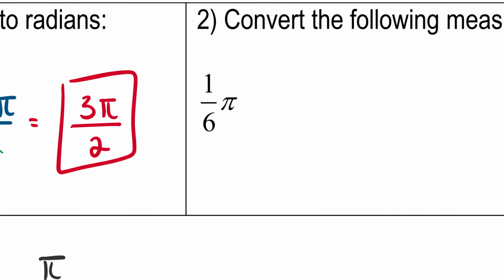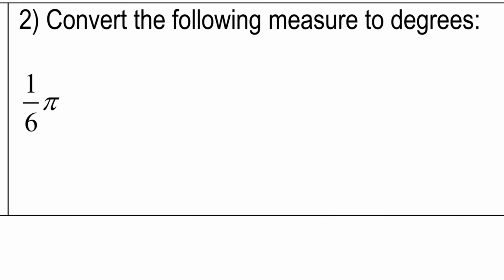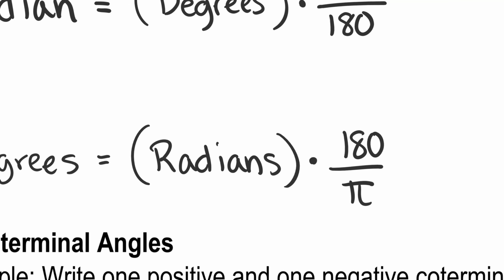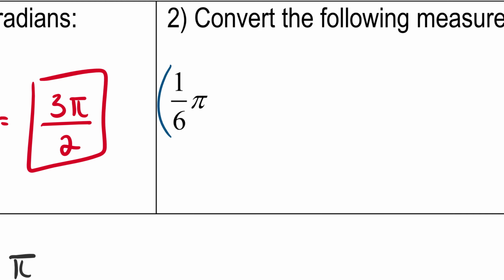Alright, number 2. Convert the following measure to degrees. So this is the radians, 1/6 pi. And we're going to use the formula that we have down there. So degrees equals radians times 180 over pi. Here's my radians, times 180 over pi.